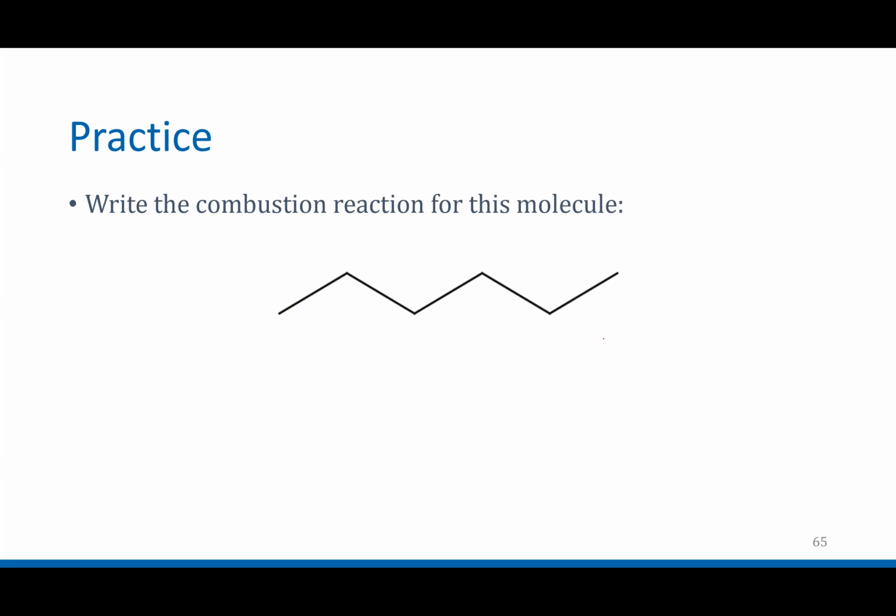I would love for you to take a minute, and I'll pause myself, to find the combustion reaction for this molecule. Now this molecule is 1, 2, 3, 4, 5, 6. So this is hexane, or C6H14. So I'm going to pause myself, and I would love for you to try to find the combustion reaction.